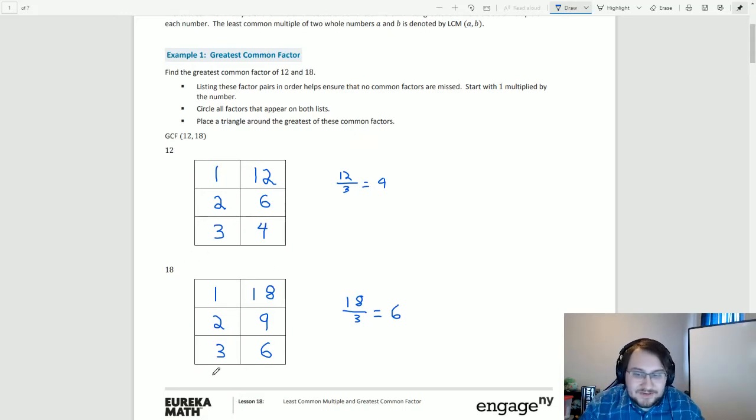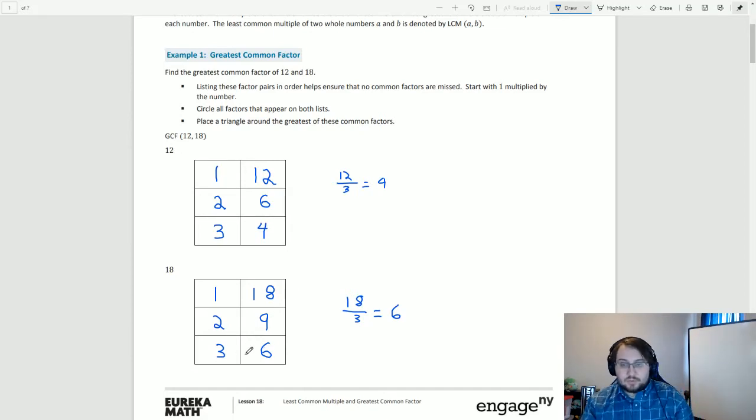Can 18 be evenly divided by 4? No, that's going to give us a decimal or a fraction at the end of our division, meaning it's not a factor. Same with 5. 18 can't be divided evenly by 5. And then when I get to 6, well, 6 is already on my list. So there's no reason to keep going forward, because if I keep going forward, I just continue to run into numbers that I've already run into.